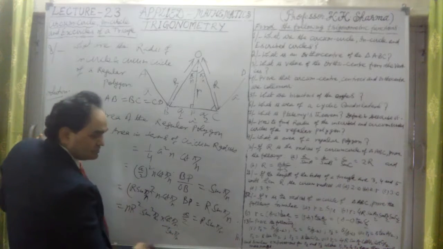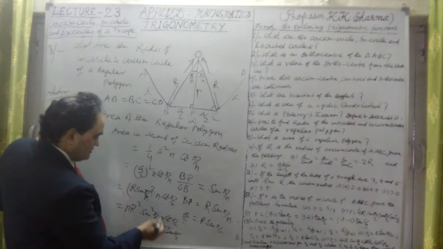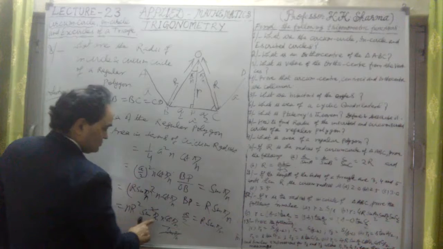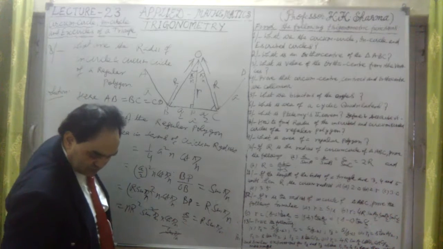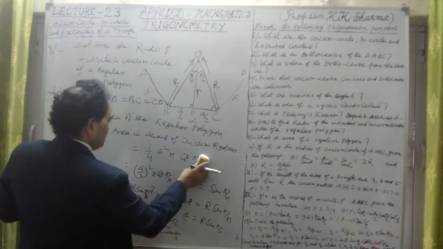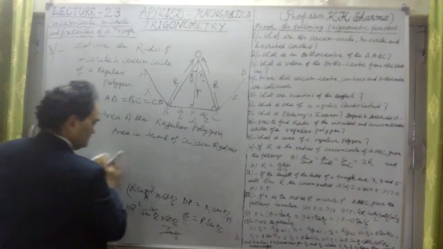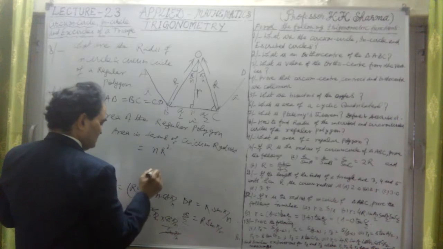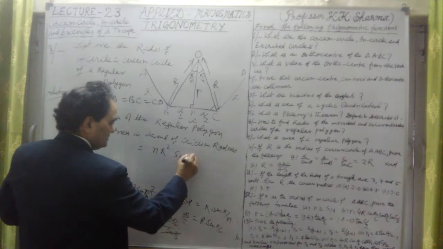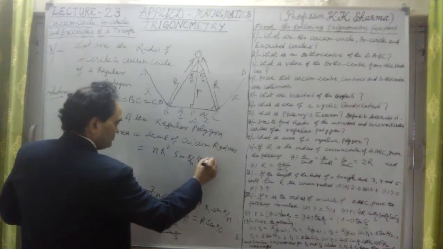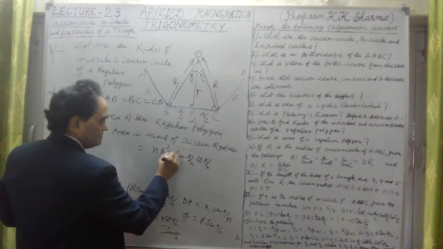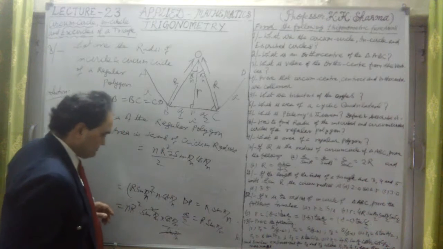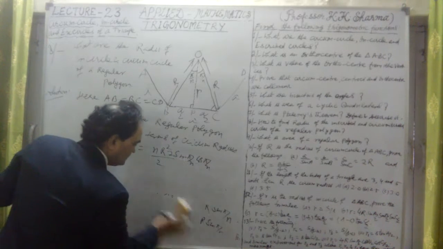If I write cot in terms of sine, one sine cancels out. So it will be sine pi upon n into cos pi upon n. Now let me write that value again. It will be n into R square, sine pi by n into cos pi upon n. If I multiply by 2 and divide by 2, then no change, and it will be sine 2 pi upon n.